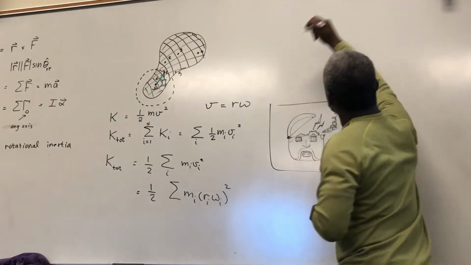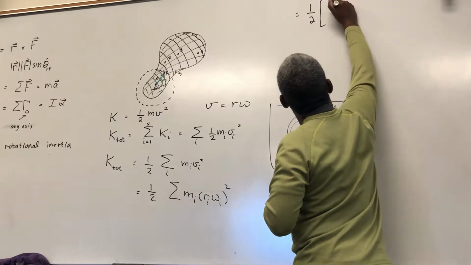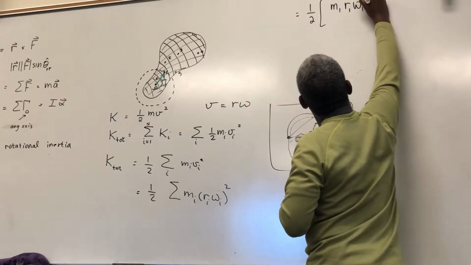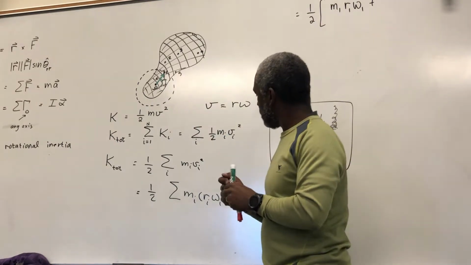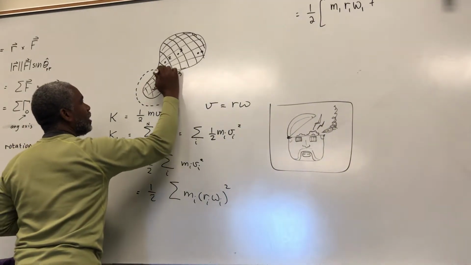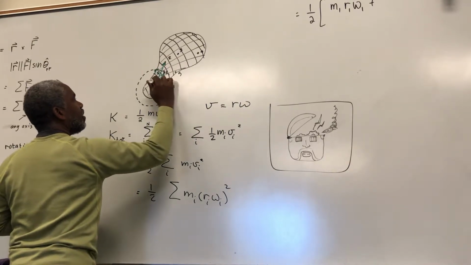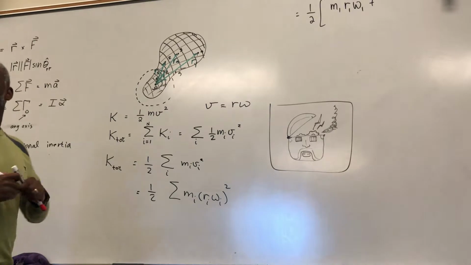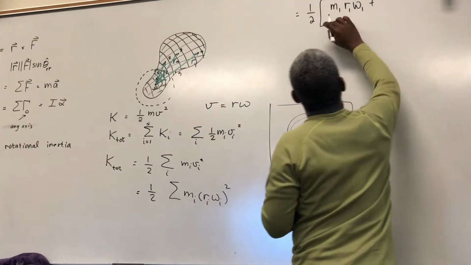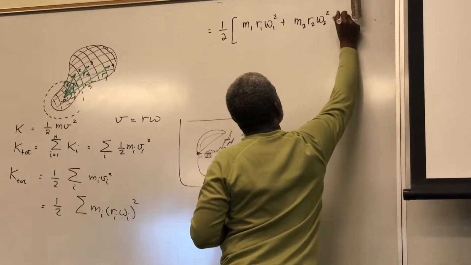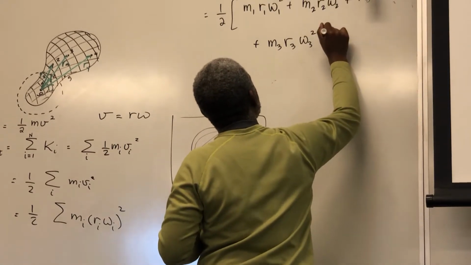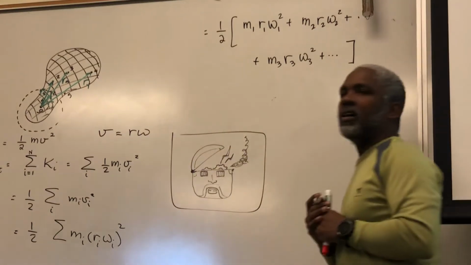So if we look at this then, let's sum up all the pieces. One-half mass of the first particle, radius of the first particle, angular speed of the first particle squared. So that's the first particle. Let's sum that to the second particle. So here is radius 2, radius 3, radius 4, and so on and so forth. So if we start summing all of the kinetic energy terms: mass 2, r2, omega 2 squared, plus mass 3, r3, omega 3 squared, plus on and on.